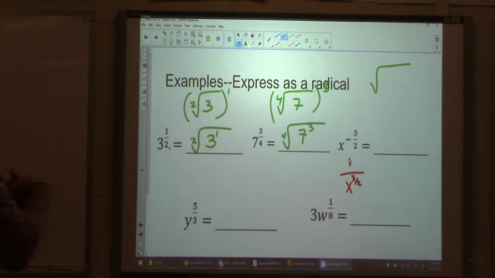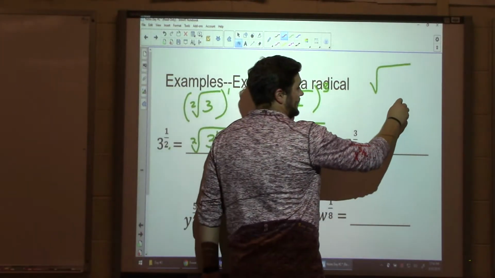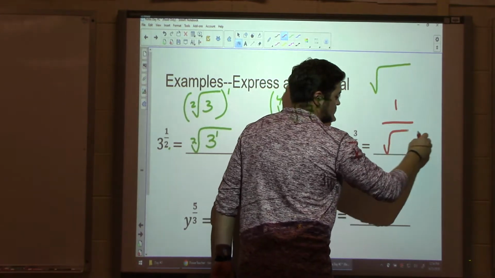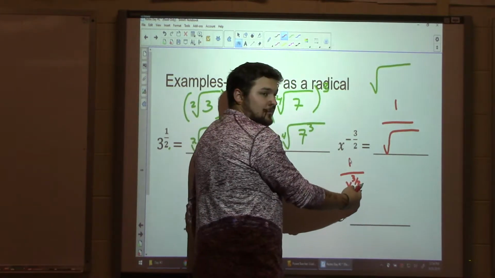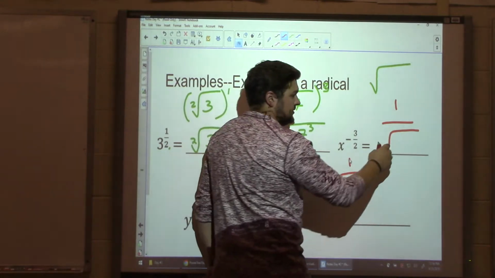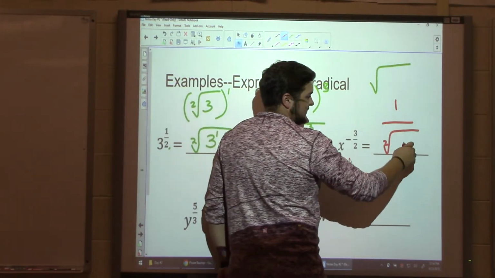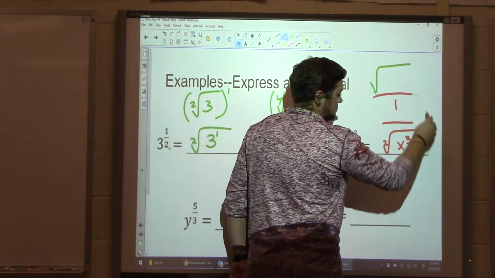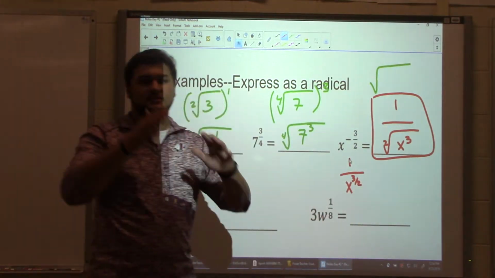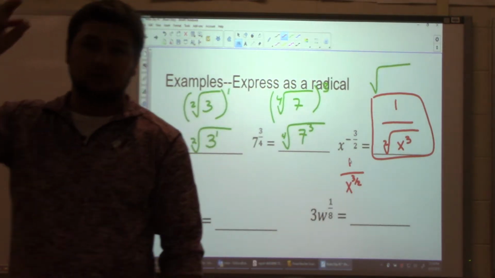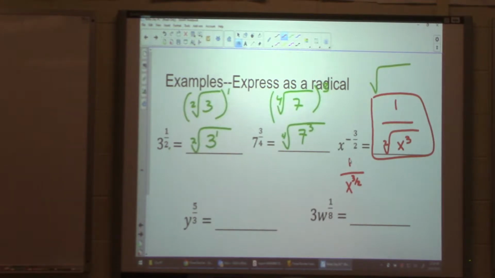Which means my answer then is going to be 1 over, my denominator for my exponent is my root, so the second root of x cubed. Or you can write the second root of x and then all in parentheses cubed. Okay, but it does need to be 1 over, so we need to make that exponent positive first. Does that make sense? Do we all understand what we're doing?